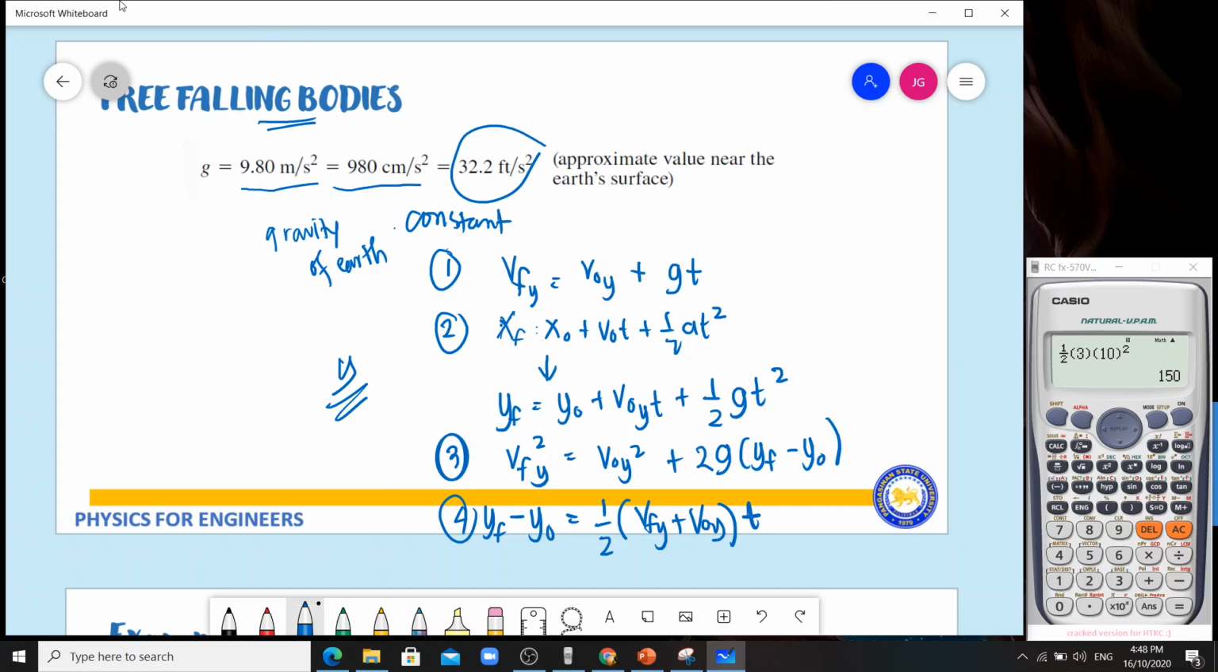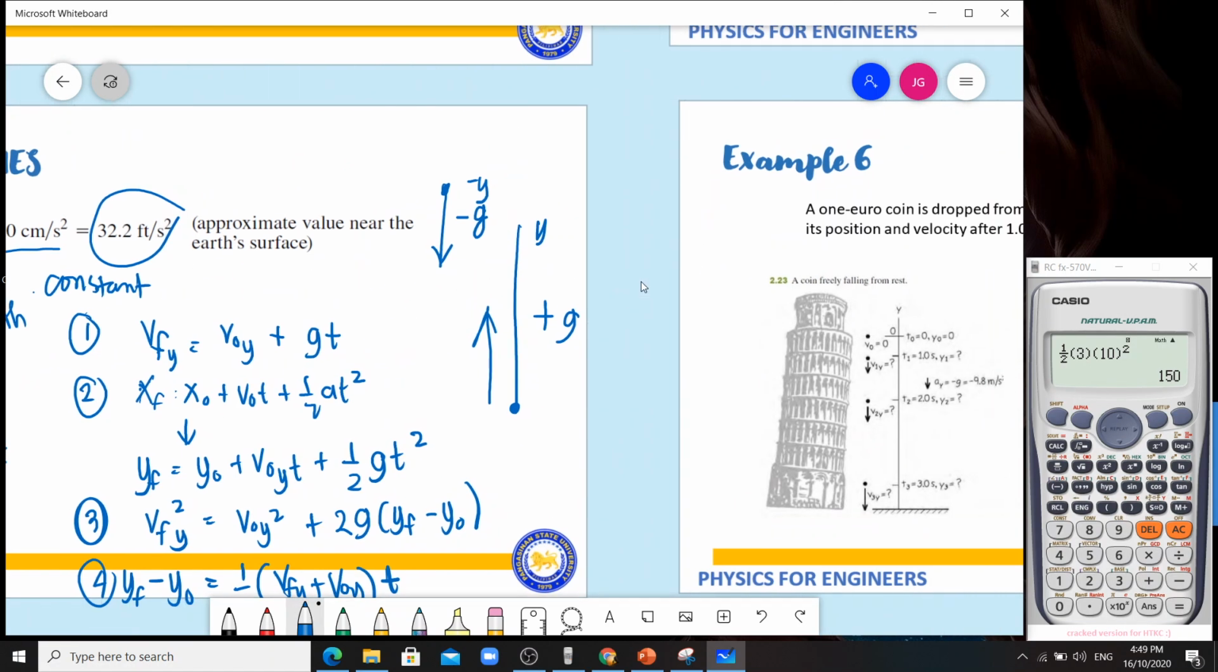Of course, it still depends on your datum, okay? We no longer say positive x or negative x, now it is like this. So when you set a datum, for example here, and your motion is upward, then g is positive. If this is your datum and it is a free falling body, or falling, then your acceleration is negative. Okay? It is the same with y: going up is positive, going down from the datum is negative y. Okay? So let's apply free falling bodies in example number 6.